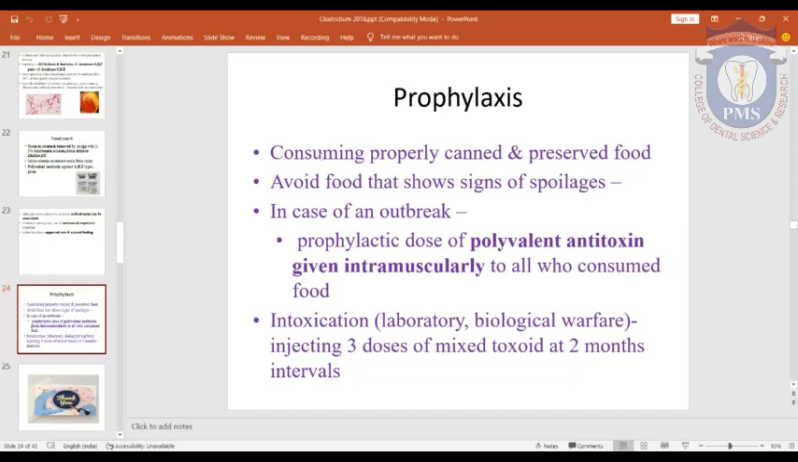Ventilator support and trivalent antitoxin or polyvalent antitoxin binds free toxin in the bloodstream. Gastric lavage and metronidazole or penicillin eliminate the organism from the GI tract. Care in home canning and in heating of home canned food is important, and toxoid is available.